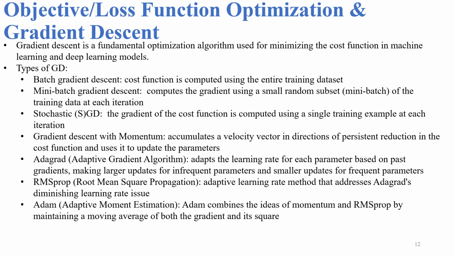Gradient descent with momentum, where we calculate the velocity vector in the direction of persistent reduction in the cost function and use that to update the parameters. We not only have the cost function, but also have the velocity vector. How fast is it changing? There are also AdaGrad, RMSprop, Adam, adaptive moment estimation, and especially AdamW is a very popular gradient descent algorithm, which is used for neural network training and so on.